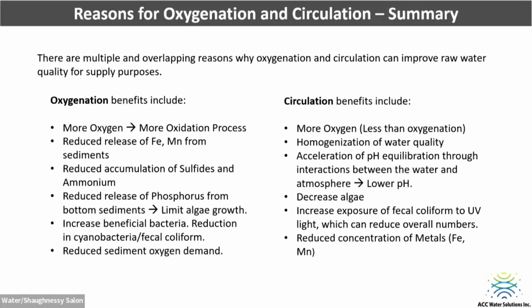Circulation adds oxygen, definitely less than the oxygenation system. It basically homogenizes the entire water quality of your water body because you are mixing it. So there is more acceleration of pH equilibrium throughout the water body. It decreases algae through buoyancy regulation, increases exposure of fecal coliform to UV light, and reduces concentration of metals like Fe and manganese.